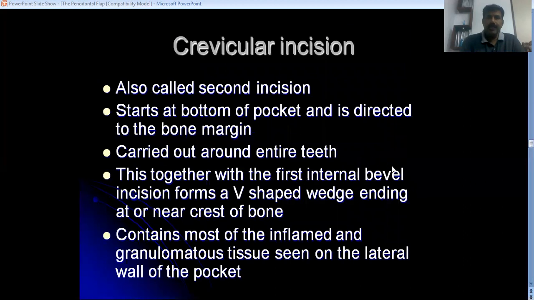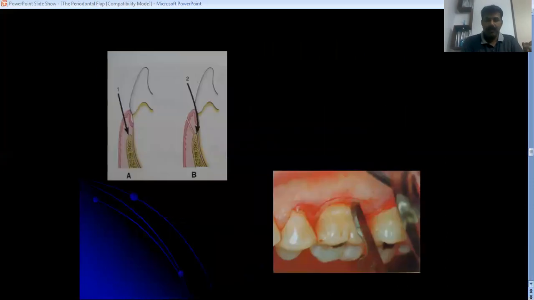Now, the second incision is called the crevicular incision. It is otherwise called the second incision, or the sulcular incision. You just take the blade and go all around through the sulcus. So this internal bevel incision, along with your sulcular incision, will result in a V-shaped tissue being detached. And this tissue contains the whole of the granulation tissue, and that is the basic look.